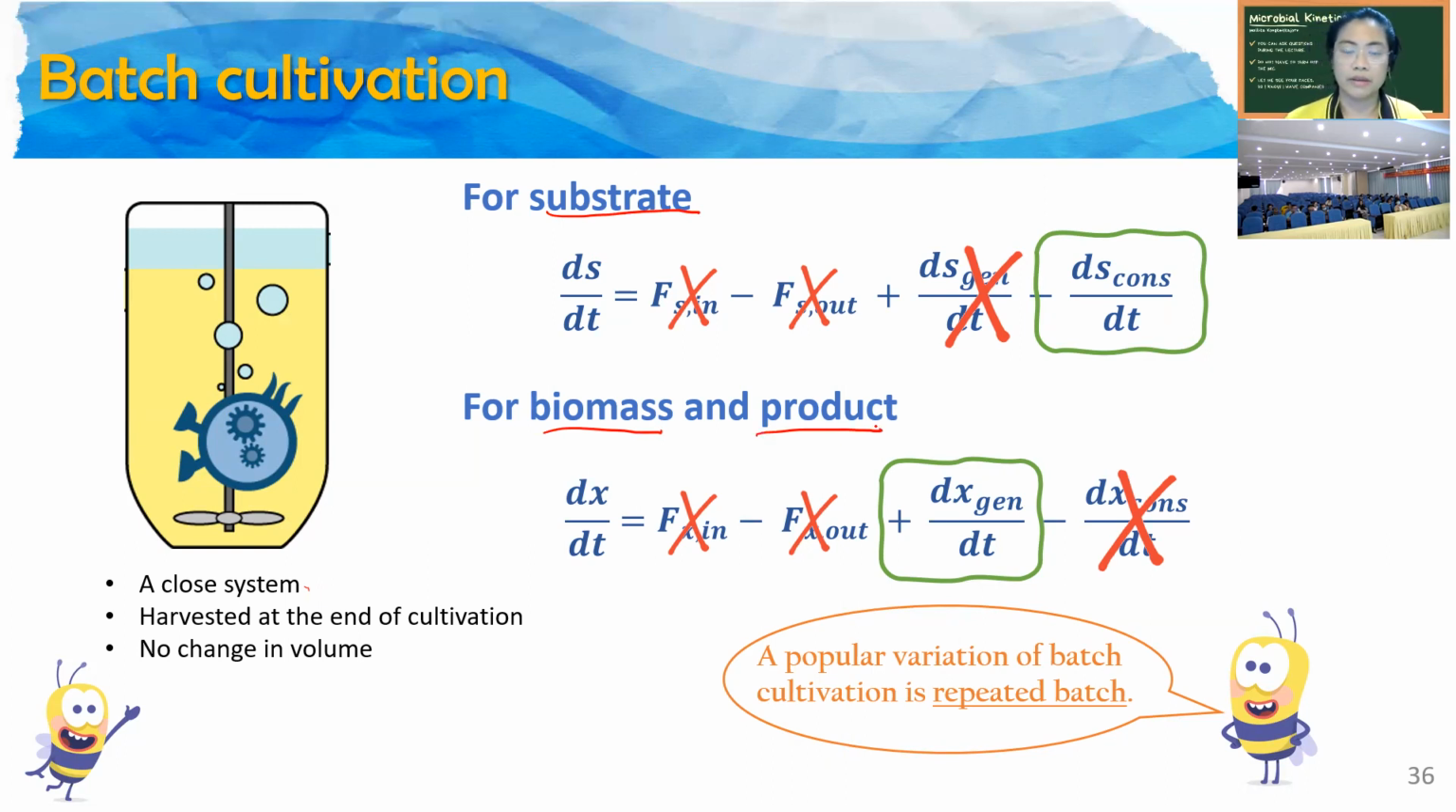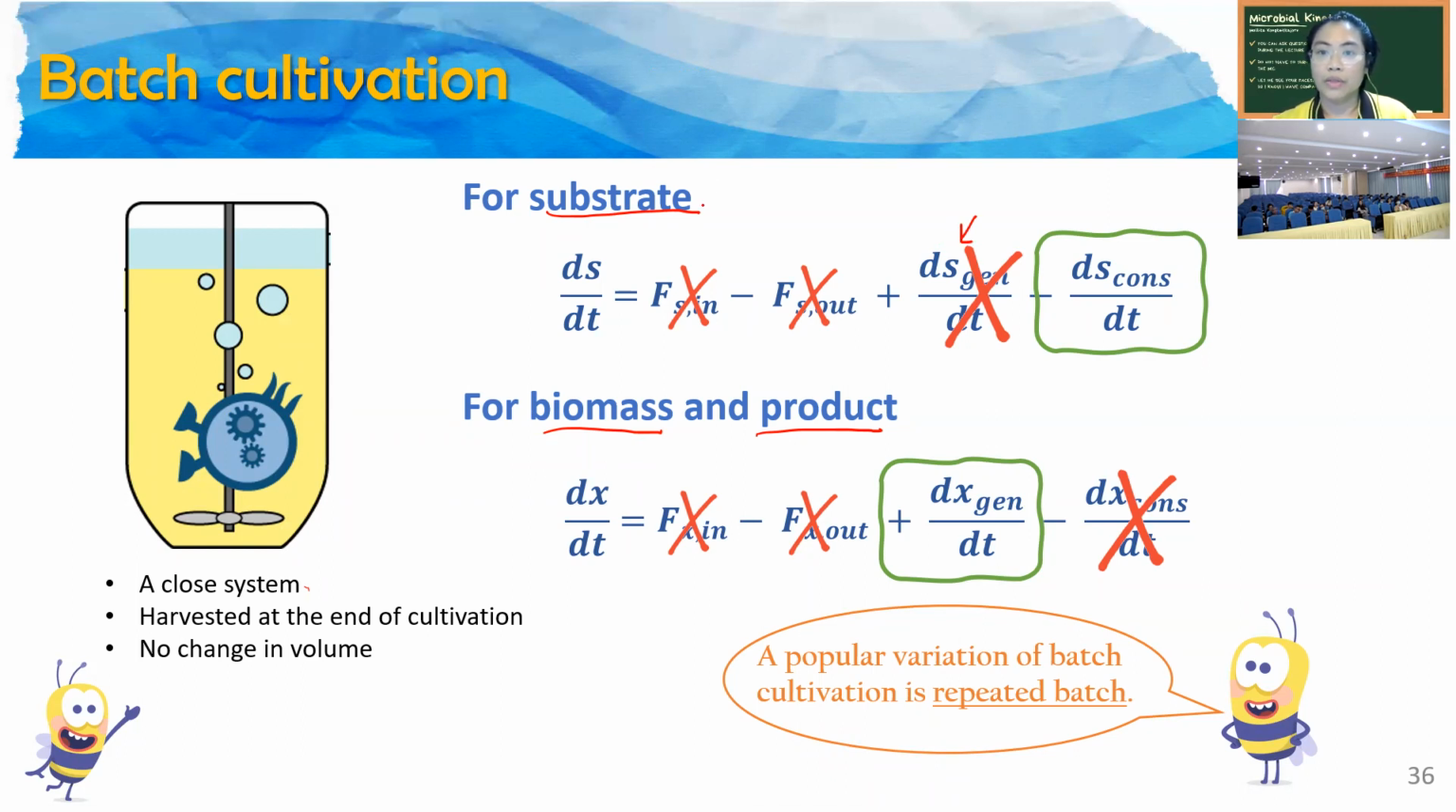So in batch cultivation, of course, when you put substrate in, the cells grow and the substrate is used. For the mass balance equation, you don't have anything in, so the flow rate of substrate in is 0. You have nothing coming out during the batch cultivation, so the flow out is 0. And you know that substrate doesn't get generated.